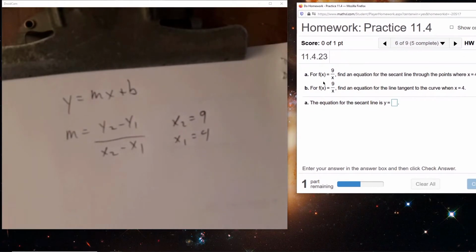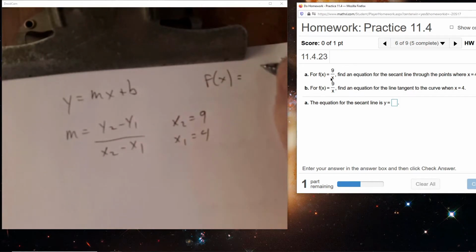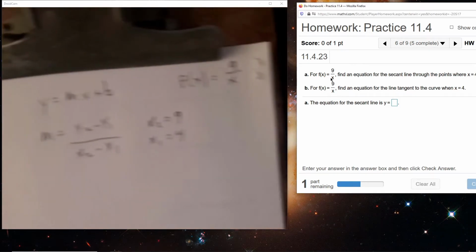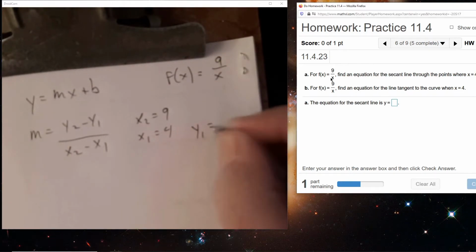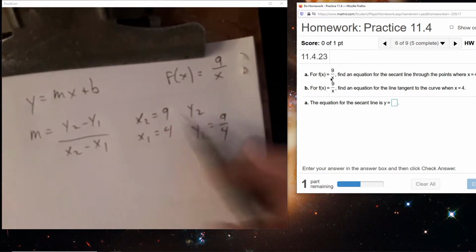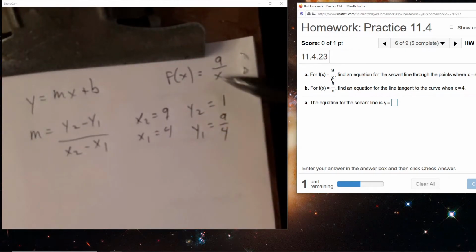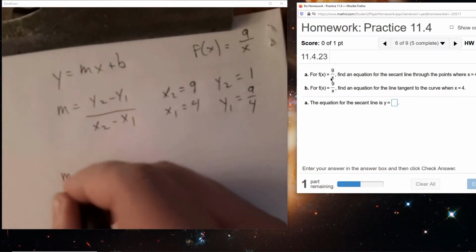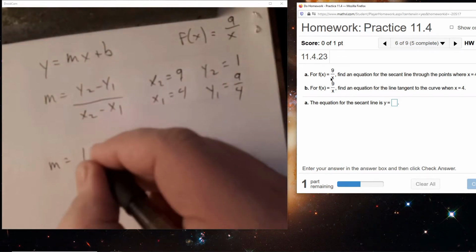We will now take 4 and 9 and plug them into the function, which is 9 over x. So if we plug x1 in, we get y1. So y1 is 9/4. And if we plug in x2, we'll get y2, which is 1. So we get 9 divided by 9 for x2. We'll plug this information into our slope formula to figure out what the slope is then between these 2 points.